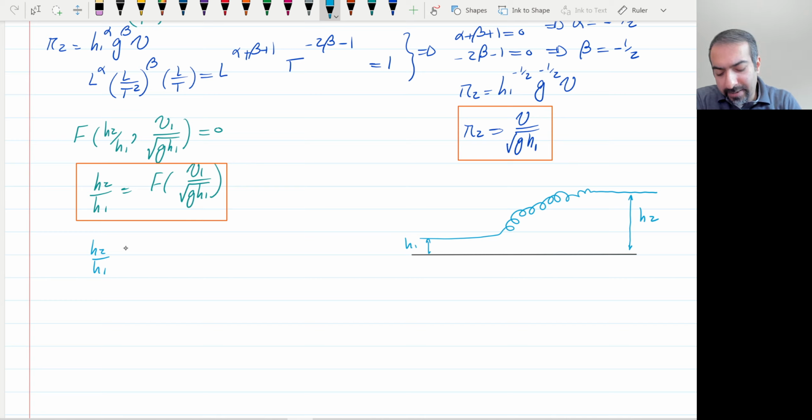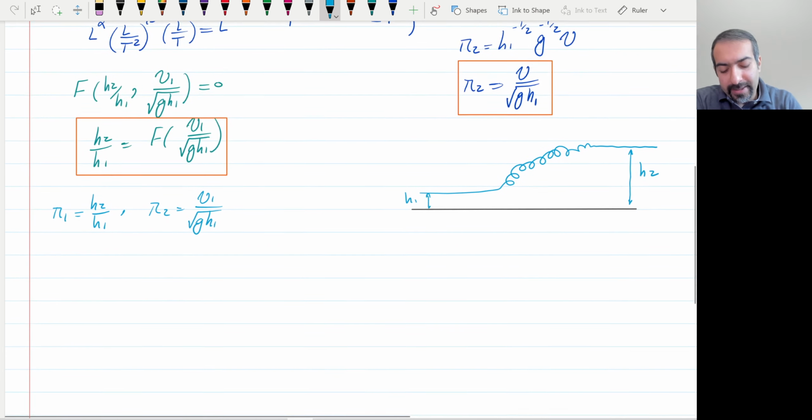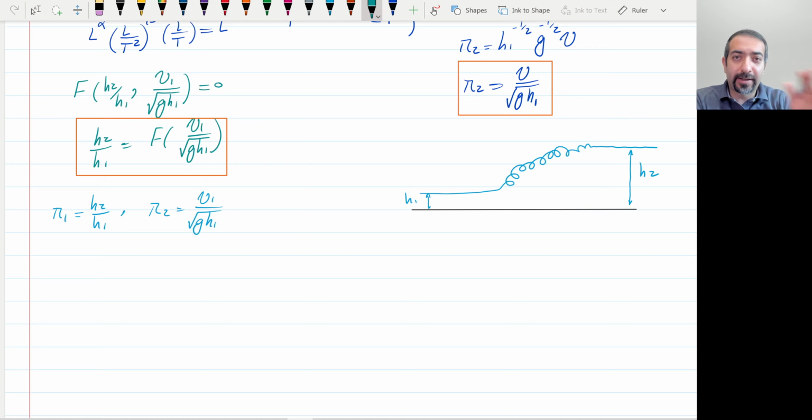And there is another quantity here. So this was our pi2, which is v1 over the square root of gh1. Now, this is interesting. What is the denominator, square root of gh1? The square root of gh1 is the speed of waves in shallow water. All right, and this requires some more arguments and derivation.